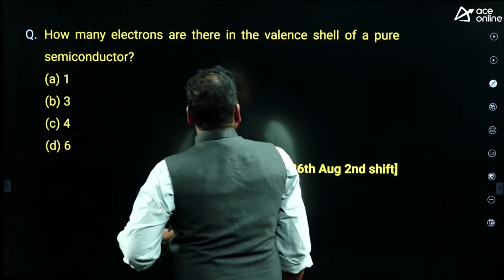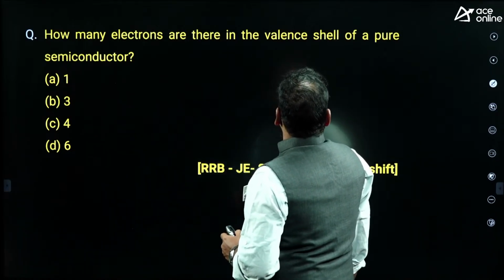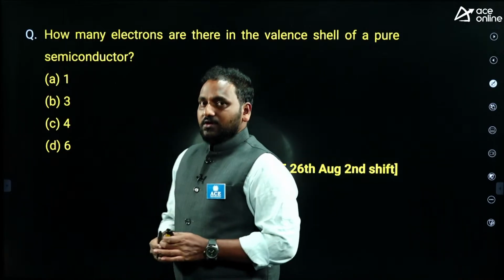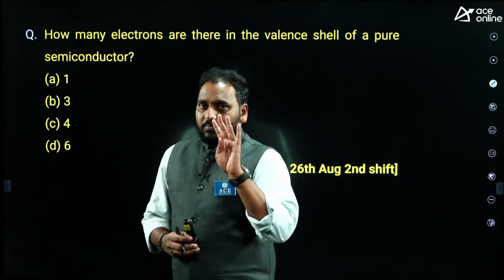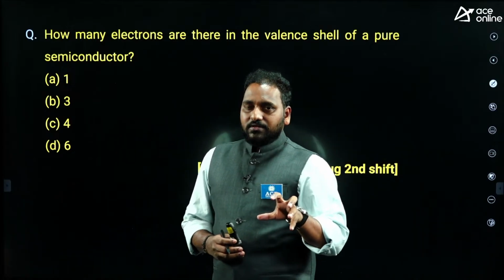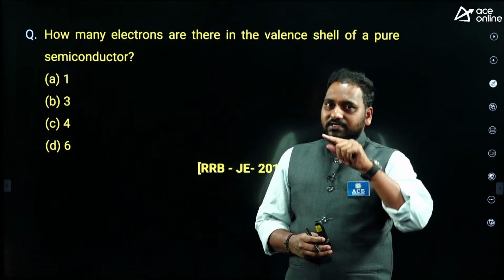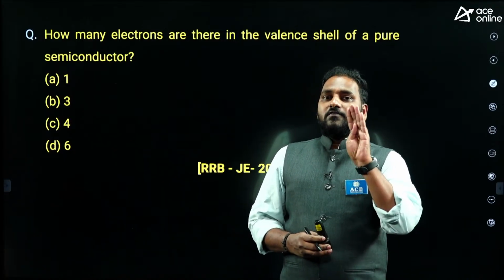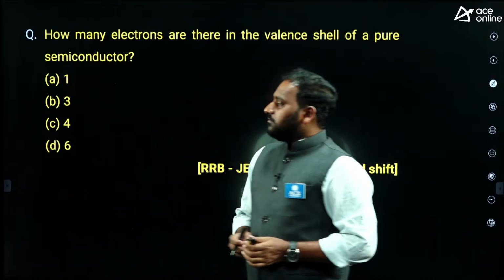How many electrons are there in the valency shell of a pure semiconductor? Obviously, a semiconductor belongs to the fourth group element. So the group number of the periodic table indicates the number of electrons in its outermost orbital. So for a fourth group element, we have 4 electrons in its outermost orbital, right?